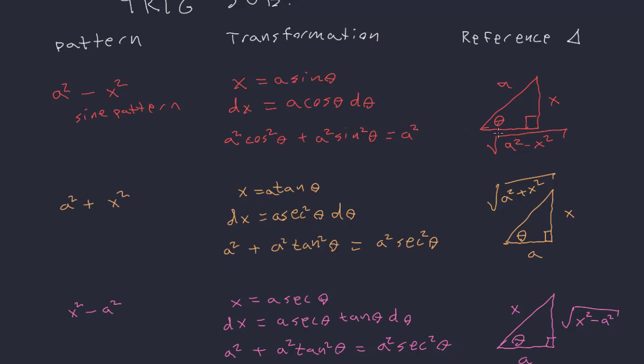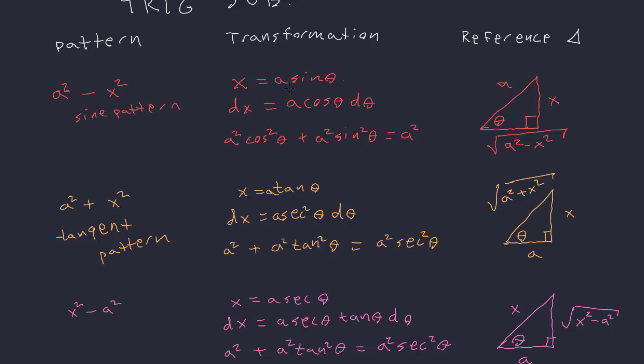And here's what the reference triangle looks like. I tend to just build it every time, but when you start to see the pattern enough, you start to realize you can save yourself some time. If you see an a squared plus x squared, well, this is a tangent pattern.